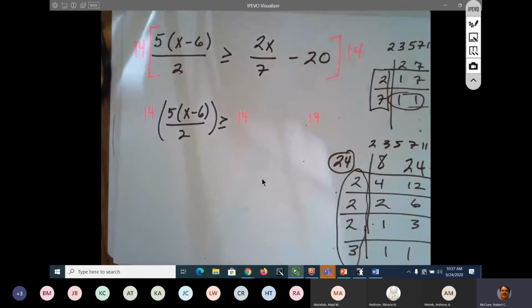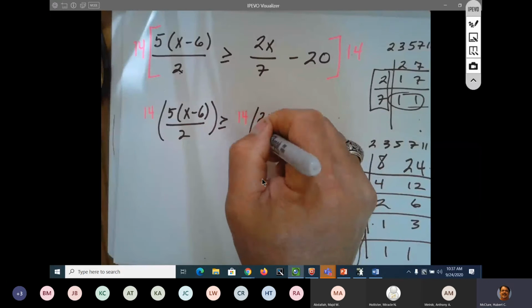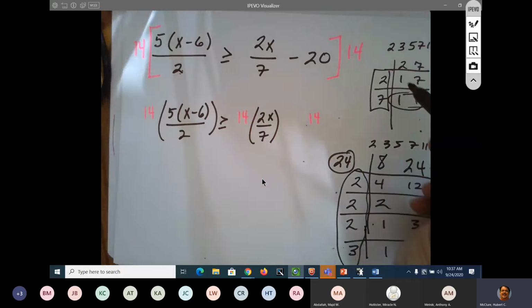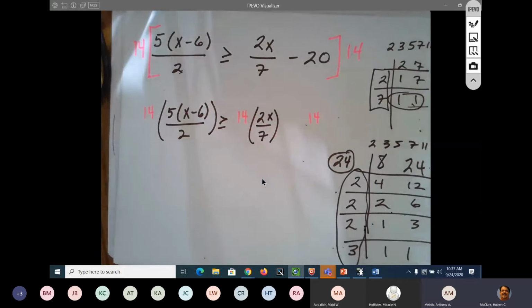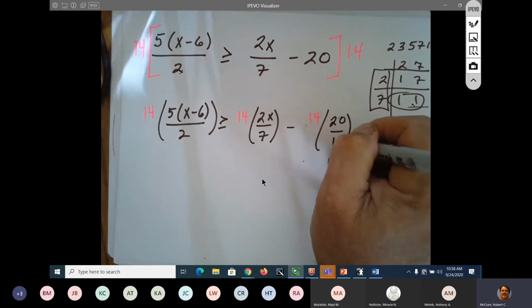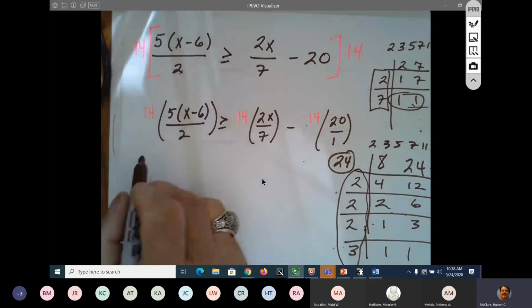All right, so anyway, 2x divided by 7. Just a quick question, Mr. Melnick. Have you ever seen that before? I don't really recall it. Yeah, to be honest, a lot of people have never seen it. Minus 20 over 1. Okay, so 14 divided by 2 is 7.